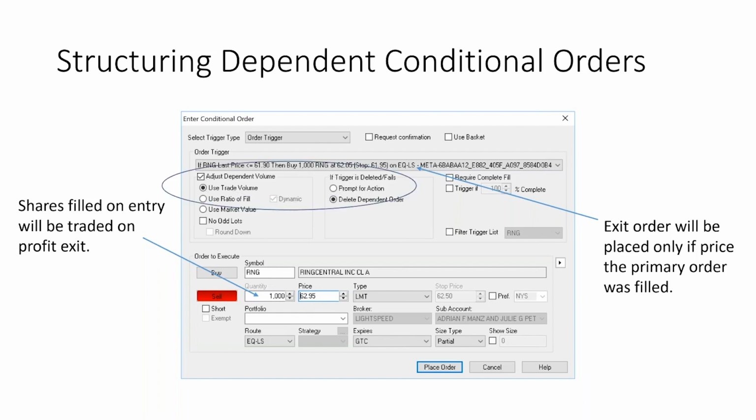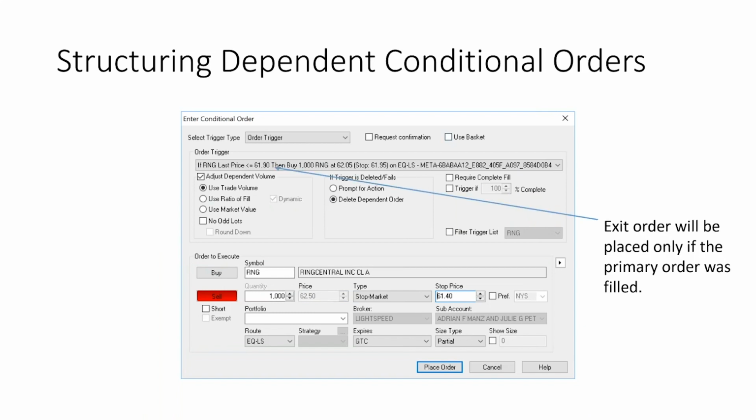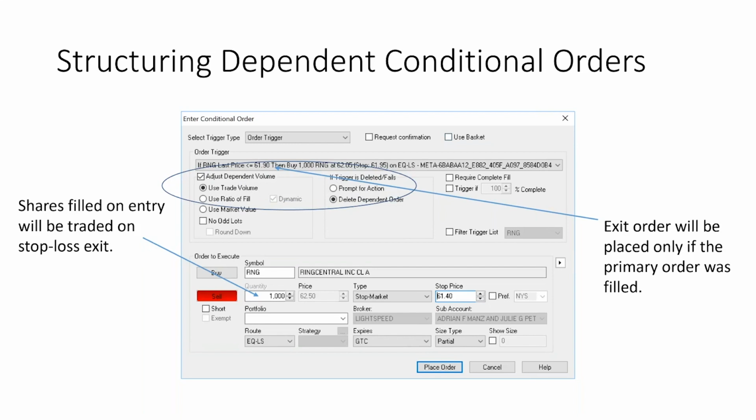And then I have to go and set up the exit order for a stop loss. If my stop price was at $61.40, I'm going to set everything up the same way. I'm going to tell it, I just want to get out whatever number of shares I got into. And I want to make sure that if it hits my stop loss, then it's going to get me right out. And if I didn't get filled at all, it's going to delete that order.